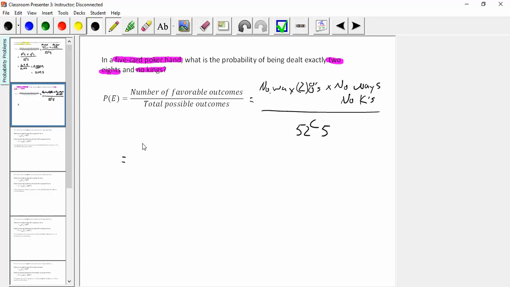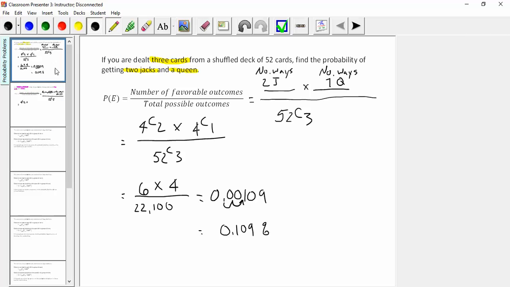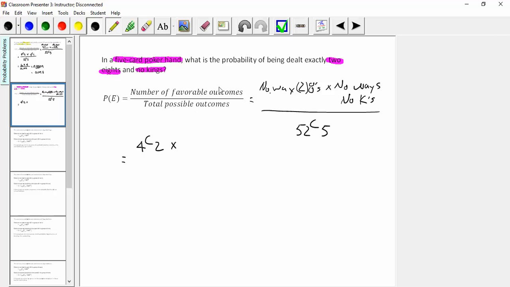All right, so again, how many ways are there to get 2 8s? Well, that's pretty straightforward. It's a combination. We've got 4 8s to choose from, and we're looking for combinations of 2. How about the other one? Well, we got to do some work here. This one has a little bit of a twist.